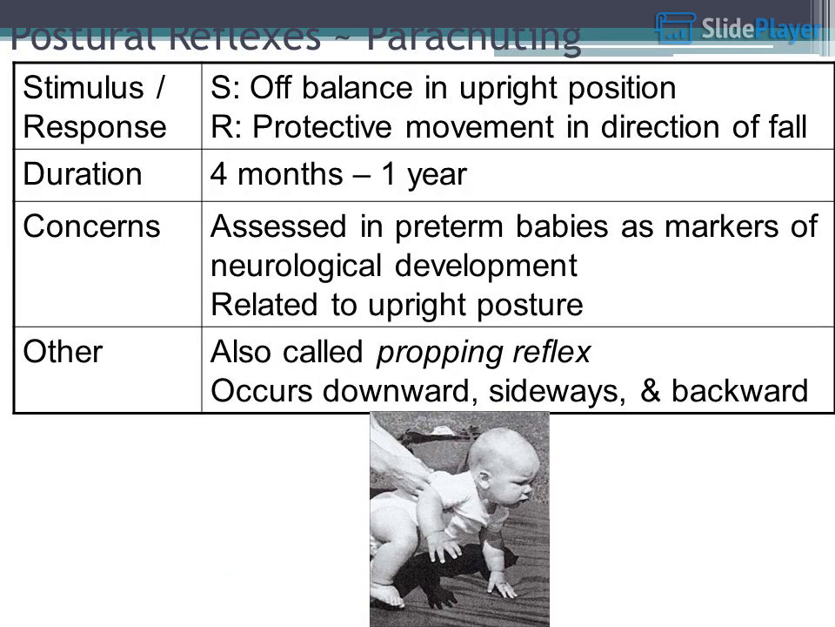Postural reflexes: parachuting. Stimulus, response. Stimulus: off balance in upright position. Response: protective movement in the direction of the fall. Duration: 4 months, 1 year. Concerns: assessed in preterm babies as markers of neurological development related to upright posture. Other: also called the propping reflex. Occurs downward, sideways, and backward.